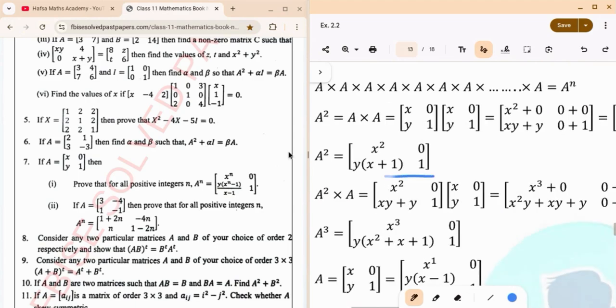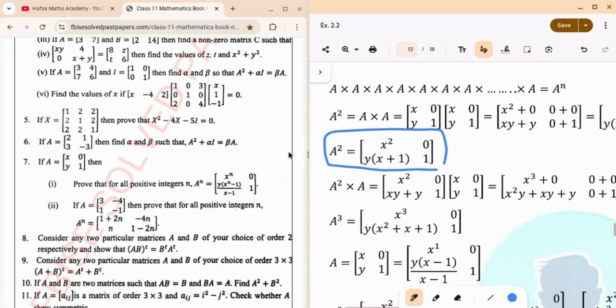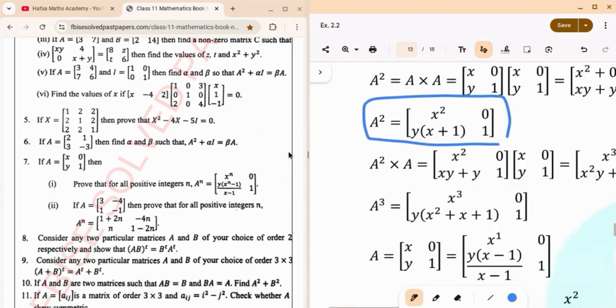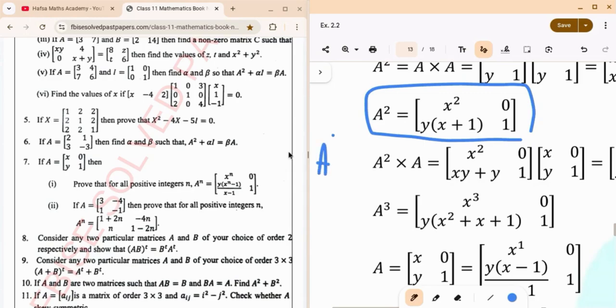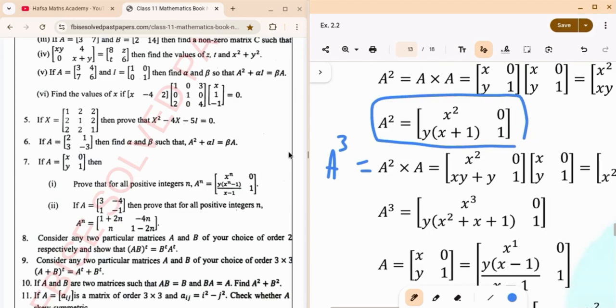Over here, they've just written our answer to if we're raising it to the power of 2. Now we're going to do that exact same thing for 3. So x raised to the power of 3, the next positive integer in line. We're just going to take the answer that we got for a squared and multiply it with the regular A matrix.